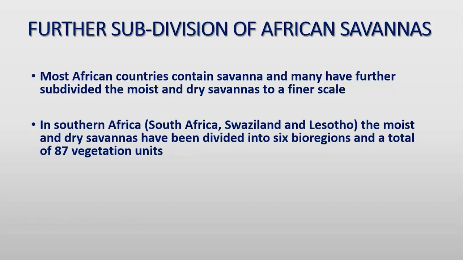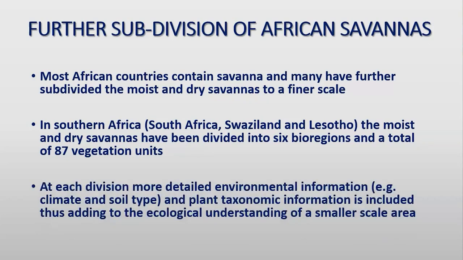So what we are doing is we're taking this biome, which remember is on a very large scale, the savanna, very difficult to try and manage anything at that level. We've divided it into 2, the moist and dry savannas, and then scientists have further in Southern Africa divided the moist and arid savannas into 6 bioregions and a total of 87 vegetation units. Note, we're still talking about vegetation. And remember, right at the beginning, I mentioned that biome, it's the plant formation which determines the biome. So we're still talking about vegetation here.